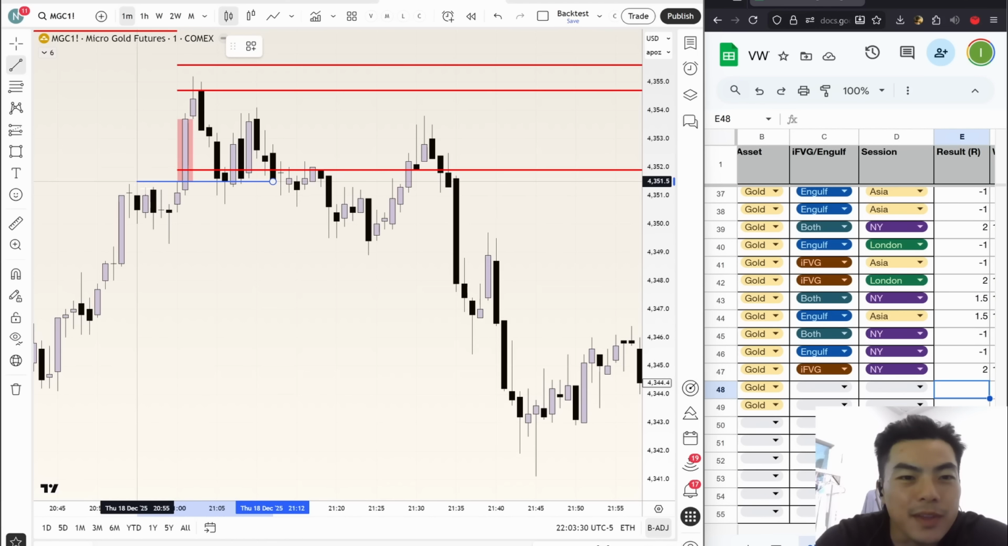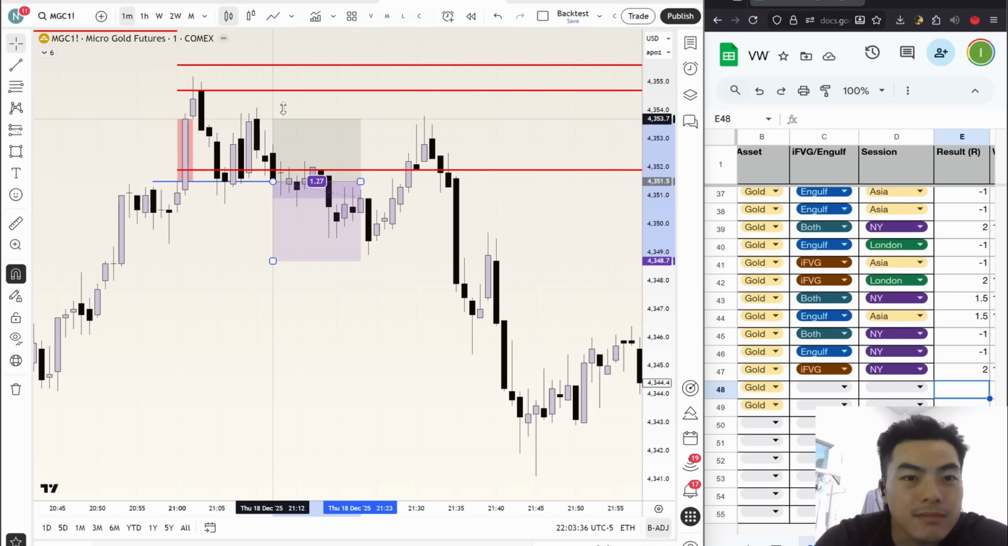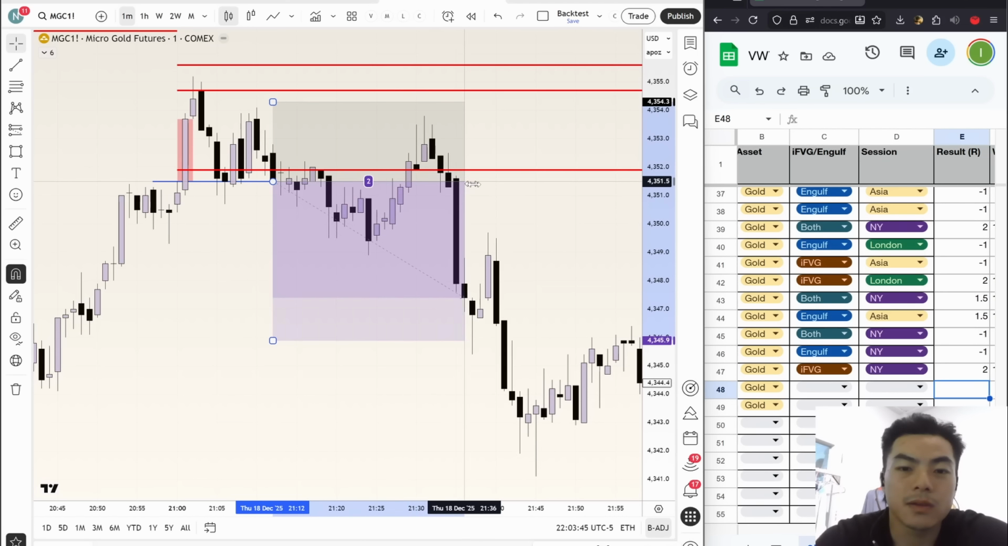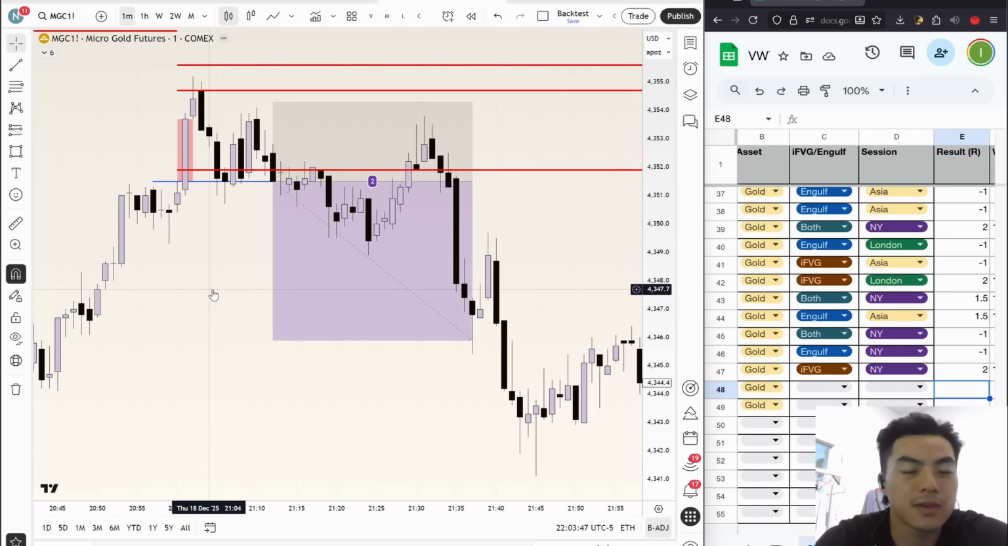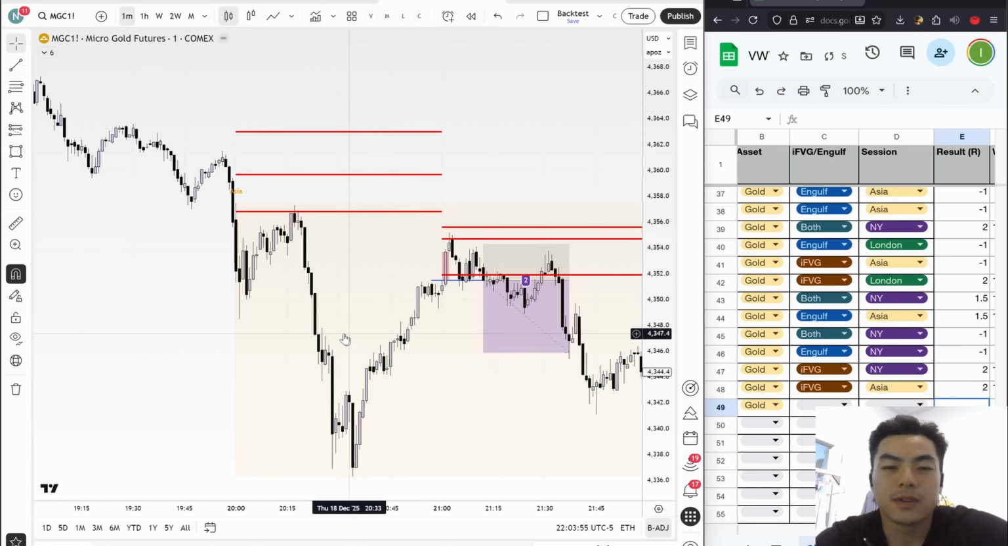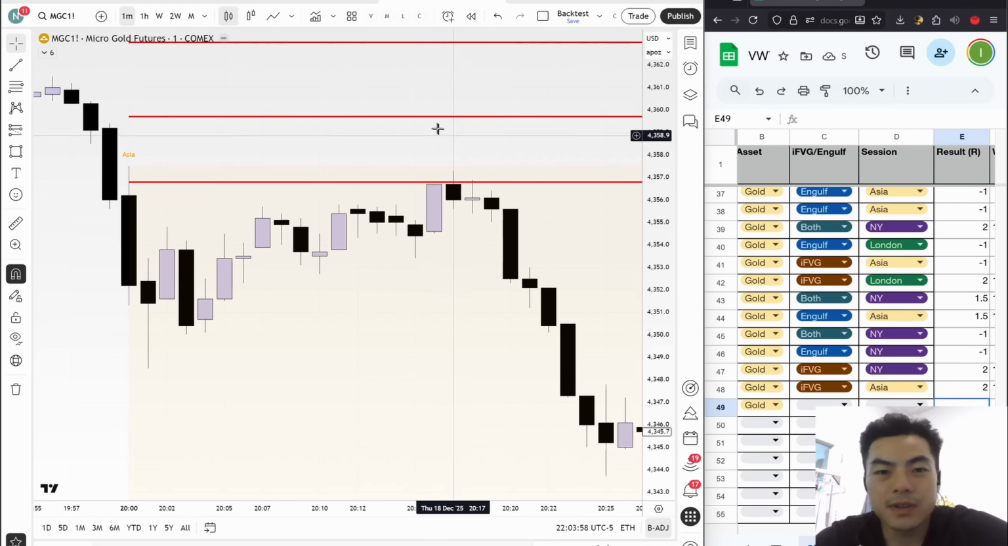Yeah, here we finally get an inverse fair value gap. So that would be your entry. Stop at this high. Go for 2R. And there you go. So Asia 2R. This one never got to close above the bearish POI, so no entry model there.